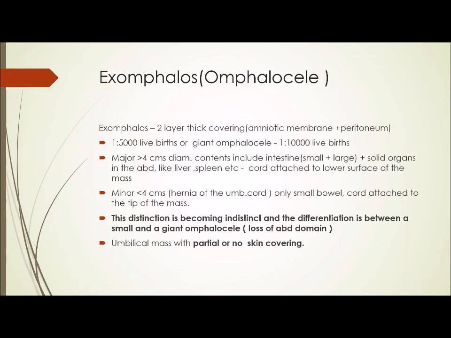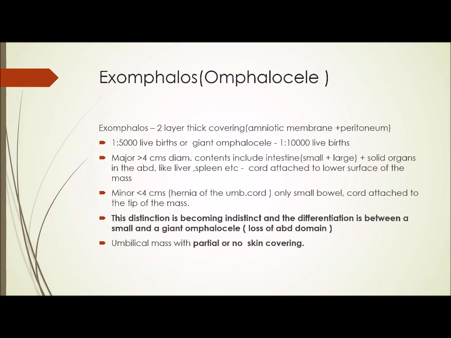What about the umbilical hernia? As far as umbilical hernia is concerned, just a few words about exomphalos, because this is basically at the same particular area. In exomphalos, you have two layers of thick covering, the amniotic membrane outside and the peritoneum inside, right? The incidence is not very uncommon, 1 in 5,000 and 1 in 10,000, the giant and the smaller ones, because initially we had the differentiation as a minor and a major.